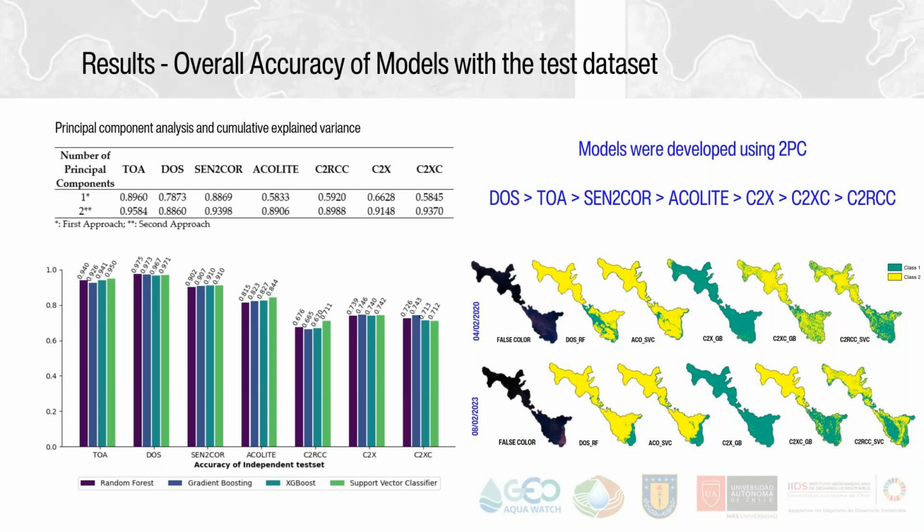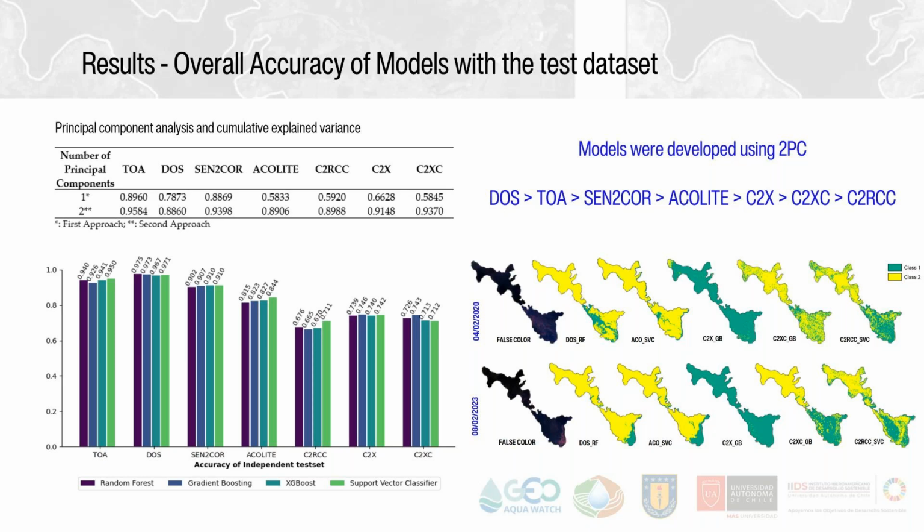So this graph here shows the global results. This shows the overall accuracies of the models after sensitivity analysis. I'm only showing overall accuracy here, but all the other metrics that we used also had similar results. We had very similar results across models. So most of the parameters were also in, for example, the 90s for the TOA dataset and so on.